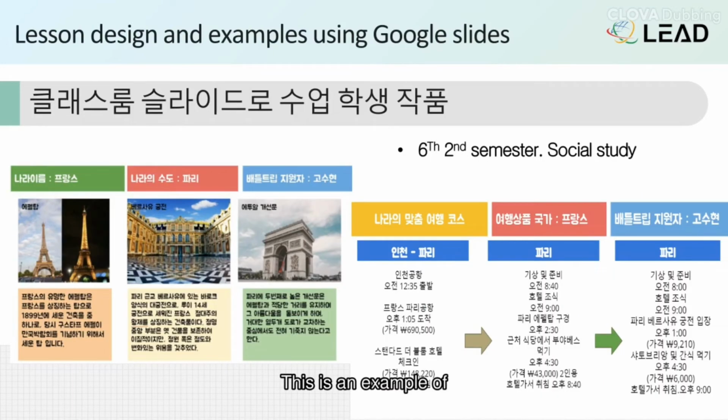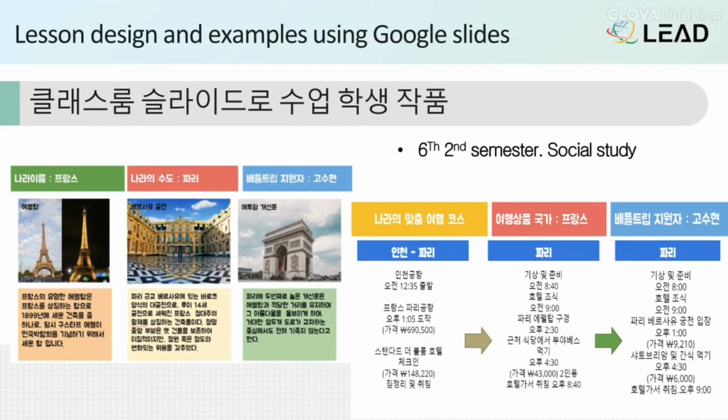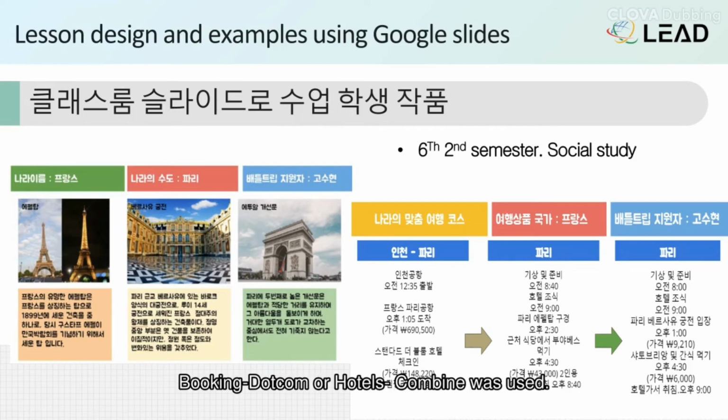This is an example of the 6th grade second semester Social Studies survey and travel planning in various countries around the world. It was conducted in groups. One slide was provided for each group. First, after selecting a country, researching its cultural heritage and food, they made travel plans. For flights, the Sky Scanner app was used, and for hotel accommodation, Booking.com or Hotels Combine was used.